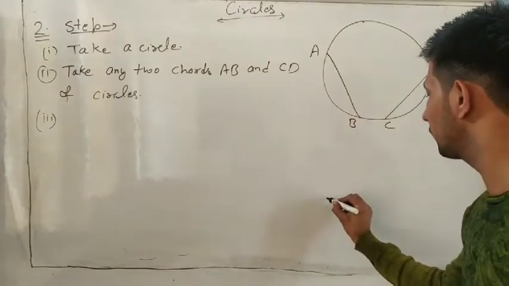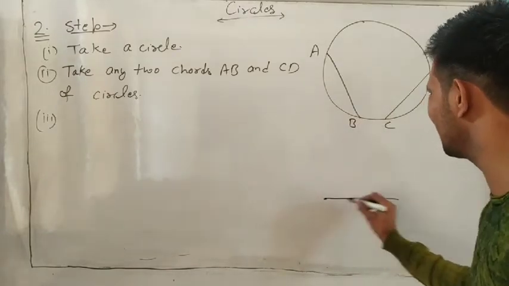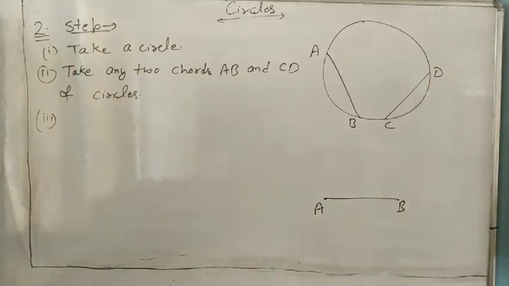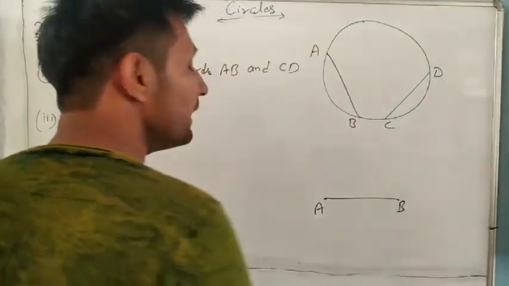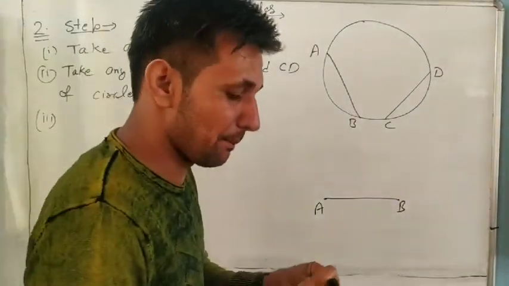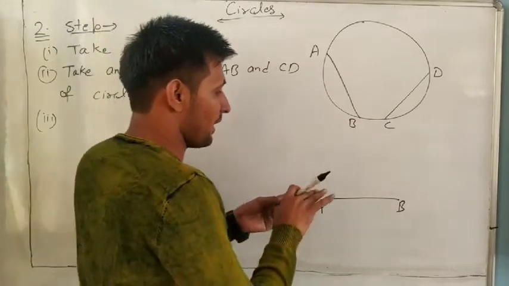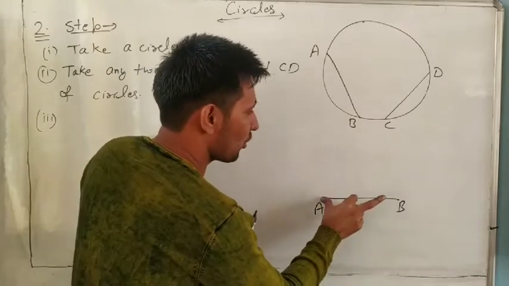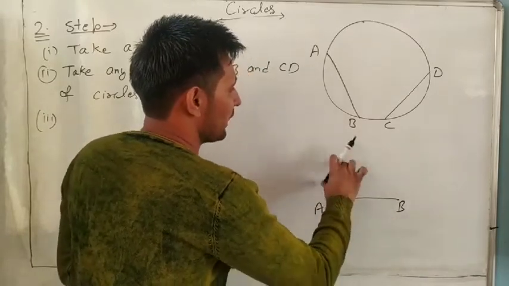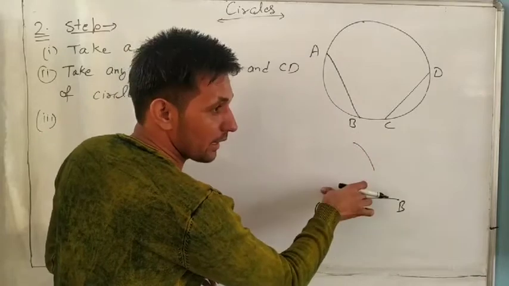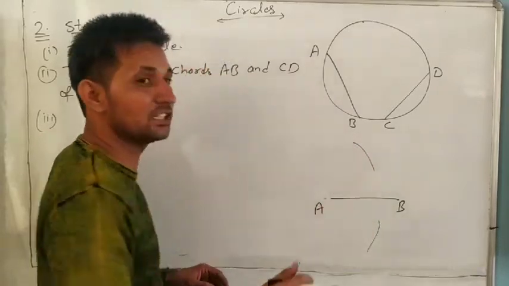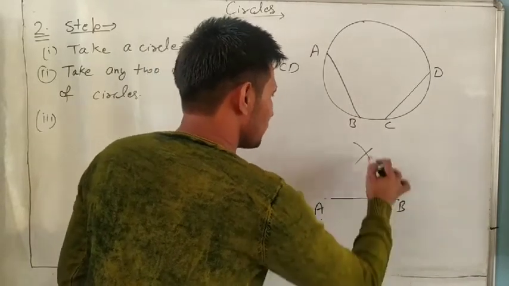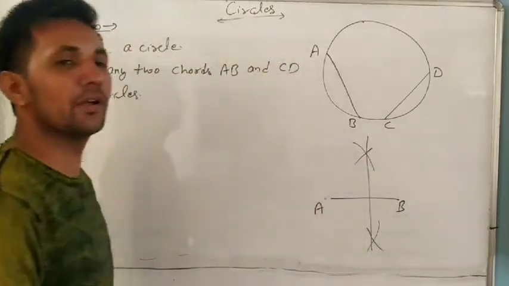Perpendicular bisector of AB, what is it? AB is a line, and we know the perpendicular bisector of a line. How will you take it? Open the compass always more than half and draw an arc. Draw an arc, and one downside, without changing the compass. Put the pointer on B. So this is the perpendicular bisector of AB.